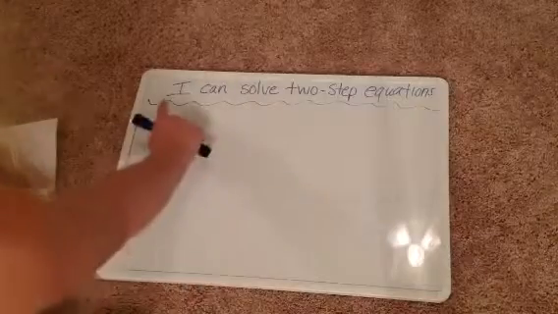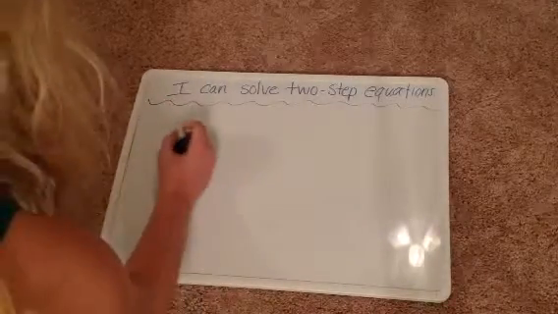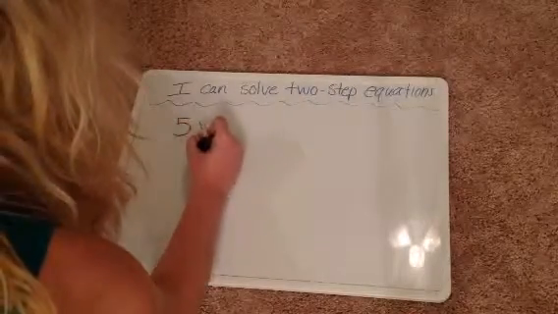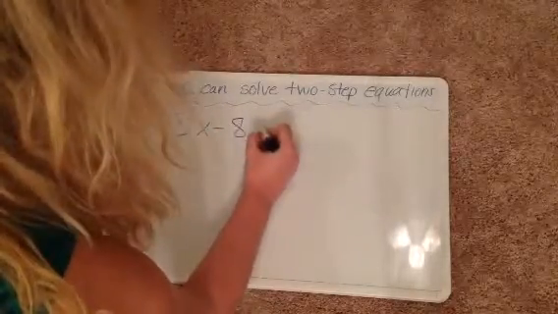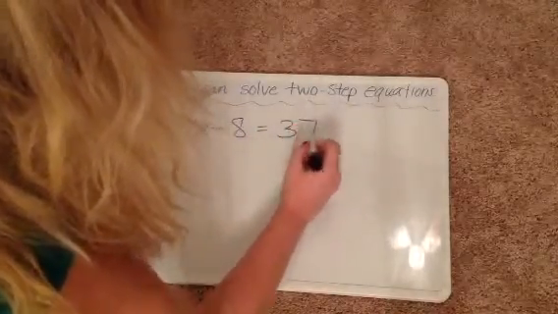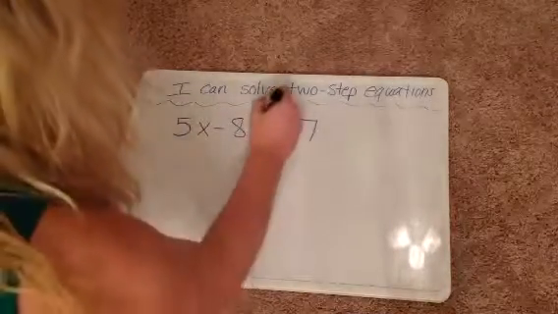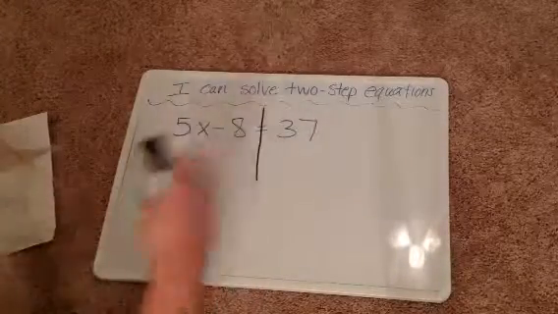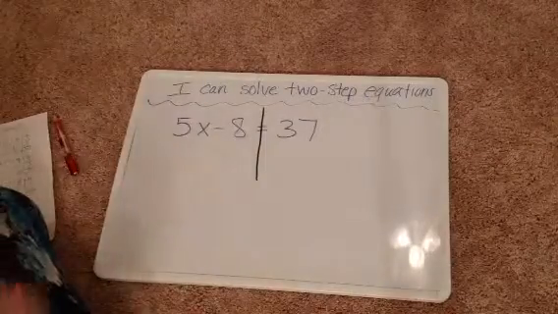So remember our I can statement is I can solve two-step equations. And I'm going to go ahead and start with the third one down in the first column. So it's going to read 5x minus 8 equals 37. So right away I know I need to draw my line. And that line's going to help us keep straight which side is which.